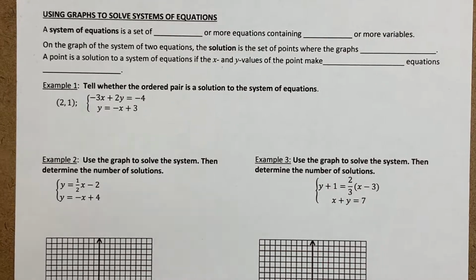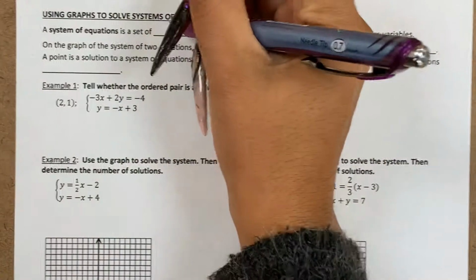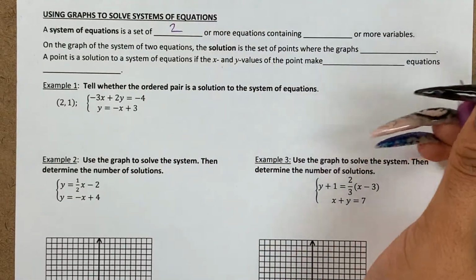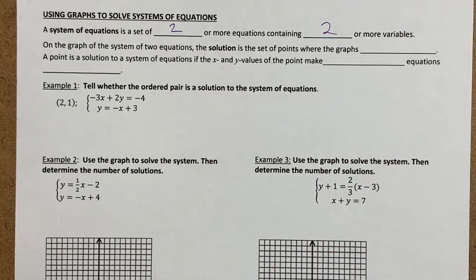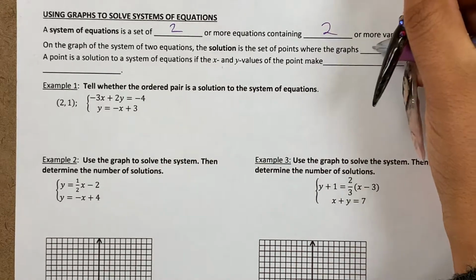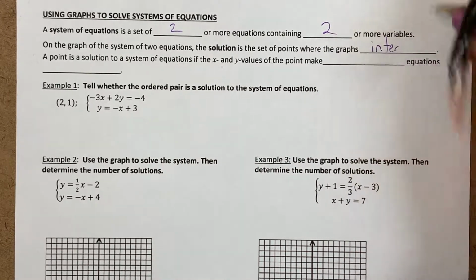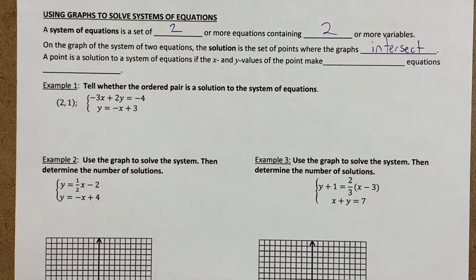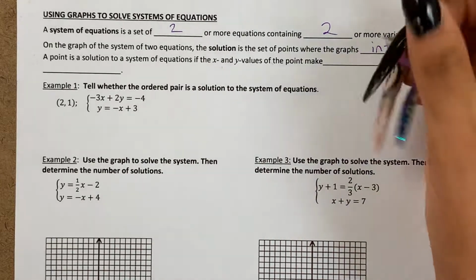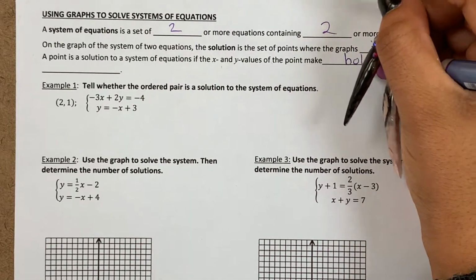Using graphs to solve systems of equations. A system of equations is a set of two or more equations containing two or more variables. On the graph of a system of two equations, the solution is a set of points where the graphs intersect. A point is a solution to a system of equations if the x and y values of the point make both equations true.